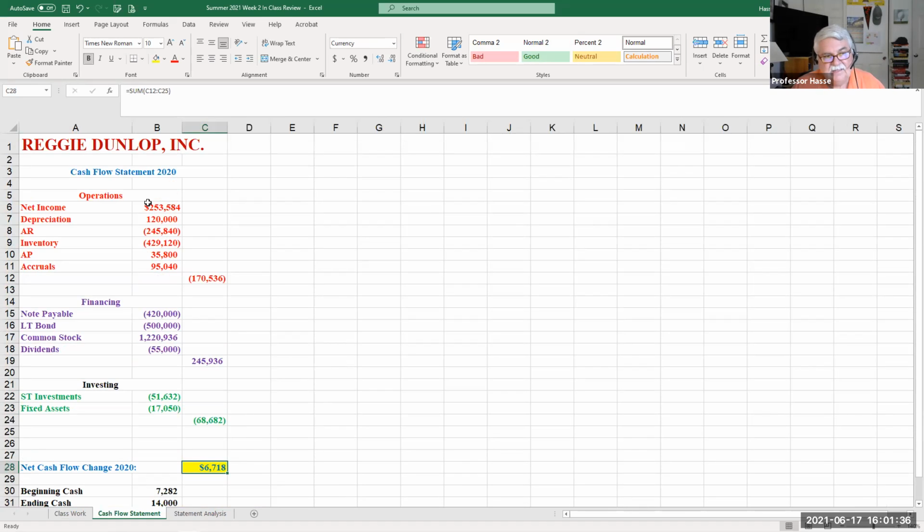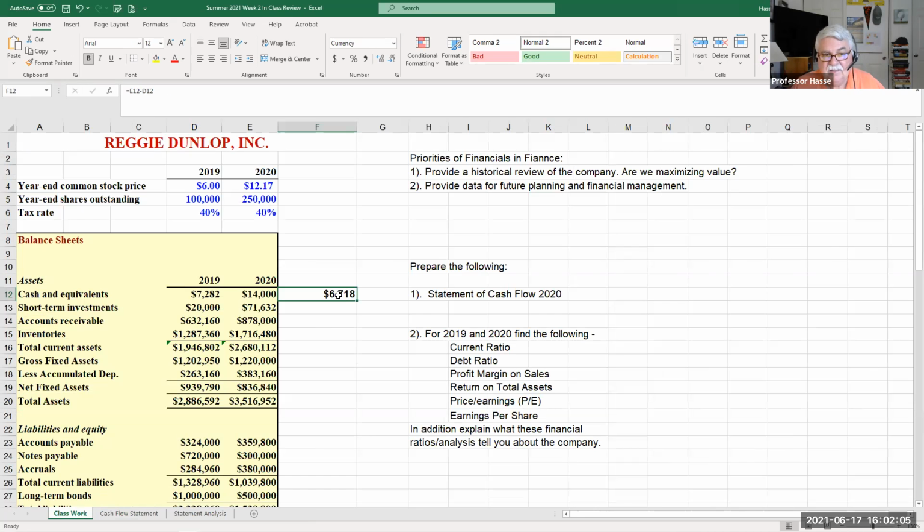$6,718. They had $170,536 of cash going out, that's negative, from operations. They had $245,936 of cash coming in from financing, and they had $66,682 going out of investing. The combination of those three gives us $6,718, which happens to be the delta, or the change, in our cash account for the year.